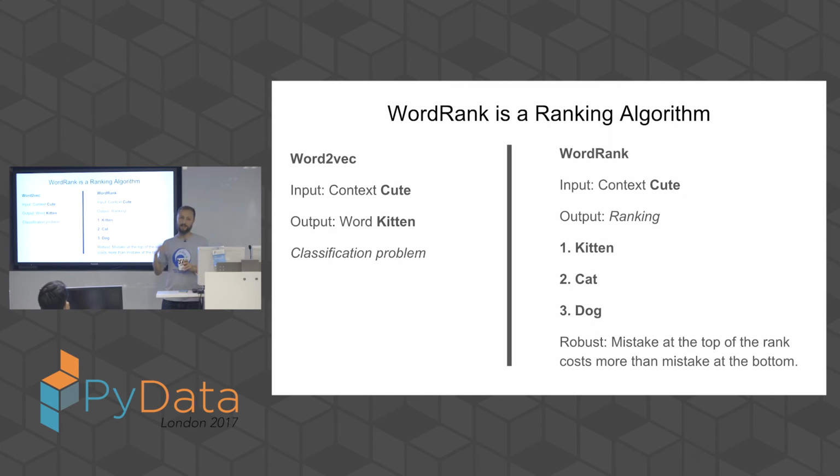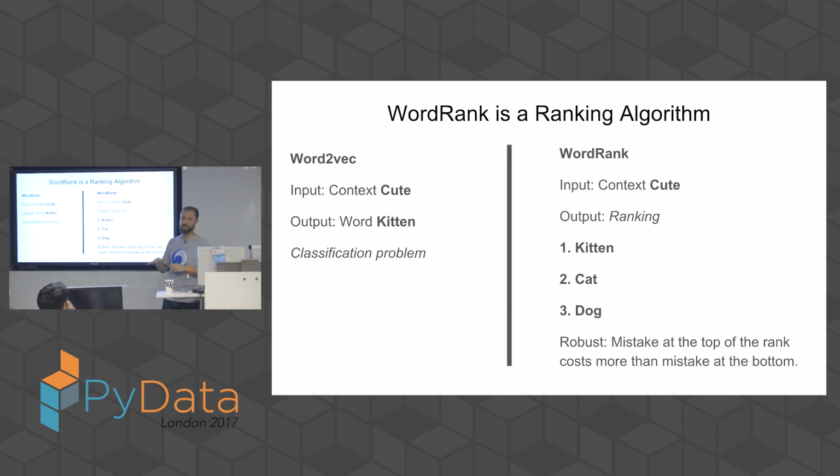So WordRank is a ranking algorithm. Word2vec is a classification problem, and WordRank is a ranking algorithm. So in Word2vec, I have my context, cute, and I want to predict what's the most likely word in that context. And the word that's just most likely is kitten, because kitten appears with cute twice in my corpus. So okay, cute's best friend is kitten. So I just want to find out how one word is an input, one word is an output. That's what Word2vec does for me.